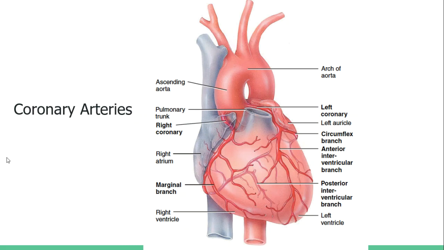Look at the diagram critically and analyze the coronary arteries. We have the descending aorta, the arch of the aorta. On the left coronary, we have the left auricle. Coming down, we have the circumflex branch, which I have talked about, the anterior interventricular branch, and the posterior interventricular branch. So that's about the coronary arteries.